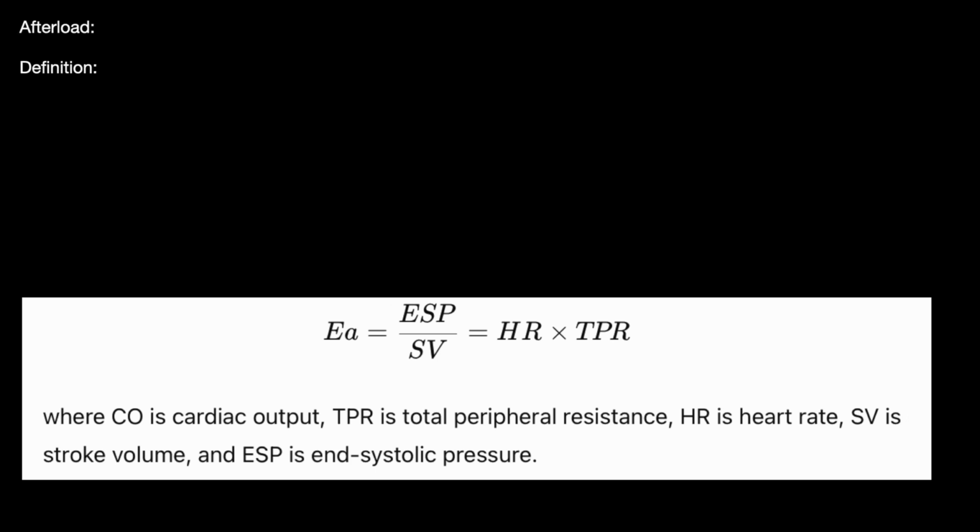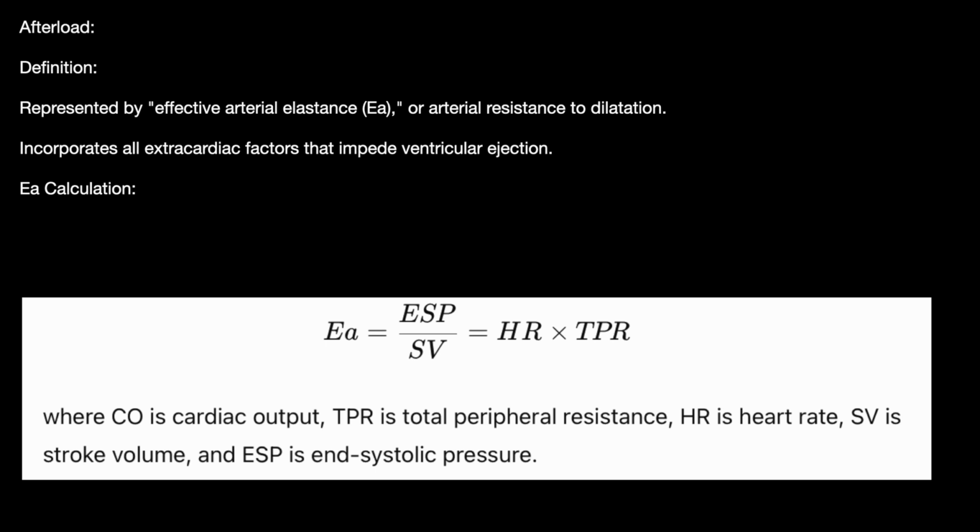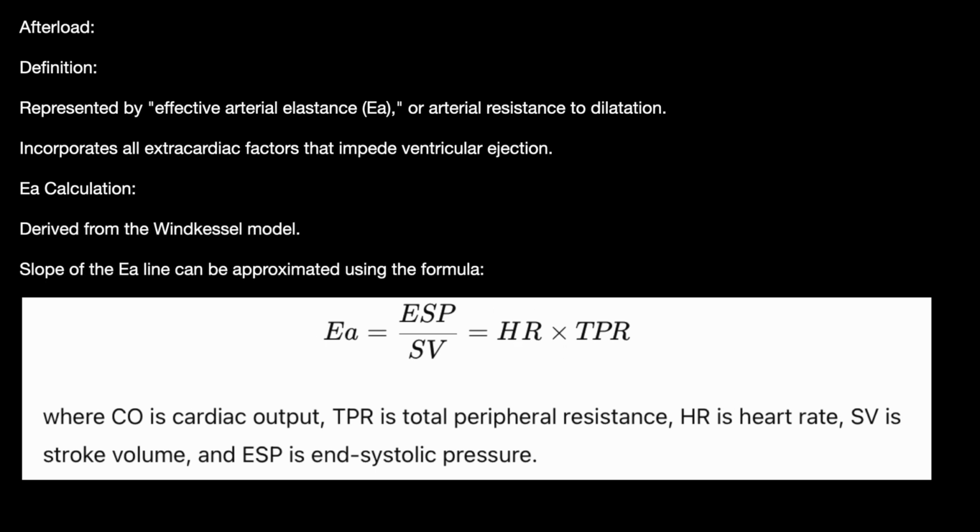Next is the afterload. Afterload is defined as the effective arterial elastance, or the arterial resistance to the dilatation. It incorporates all the extracardiac factors that impede ventricular ejection. So Ea calculation is done by this formula over here, which is derived from the Windkessel model. The slope of the Ea line I have shown is approximated using this formula.